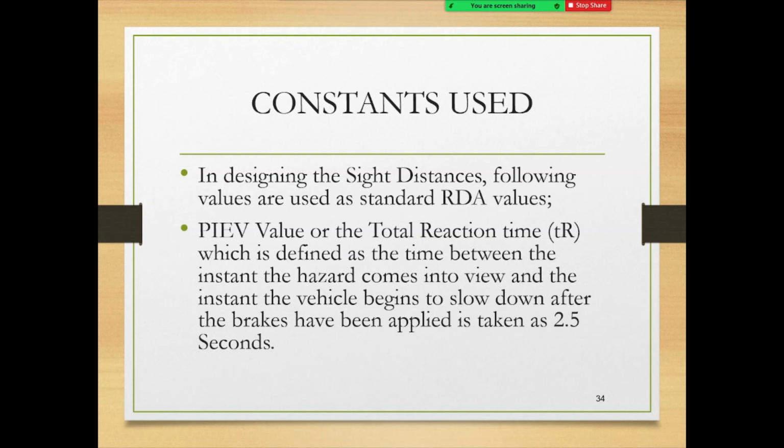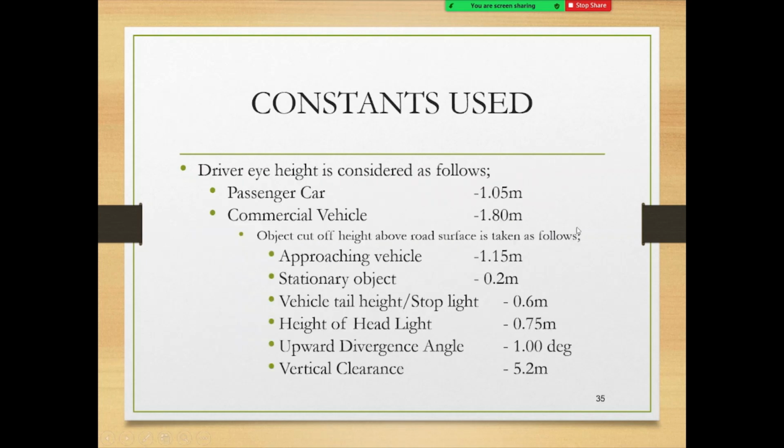And for aged people with other disabilities, this time is going to be high. This is for an average healthy person who is not under the influence of liquor, right? Then these are some of the constants. You can just keep this. We are not going to ask you these things in the exam. So this is driver eye height. The passenger car is 1.05 and commercial vehicle is 1.8. Now you know this reaction time from the last slide that I discussed.